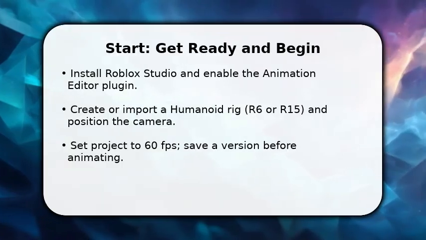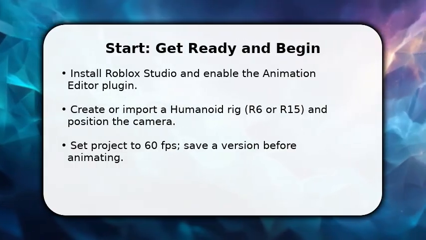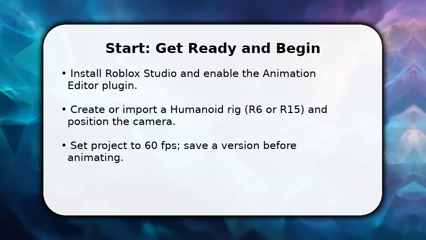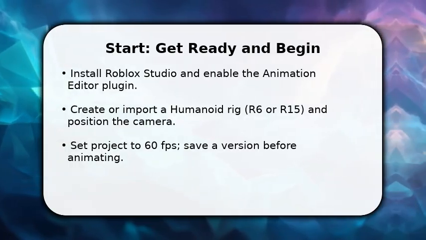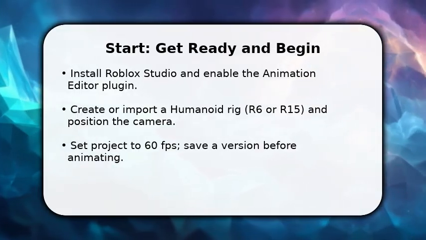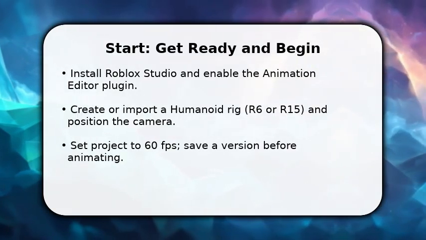You have the tools, now start animating. Open Roblox Studio, enable the animation editor, and load your humanoid rig, R6 or R15 matters for joint counts. Once loaded, set the scene to 60 FPS and position the camera close to the character.